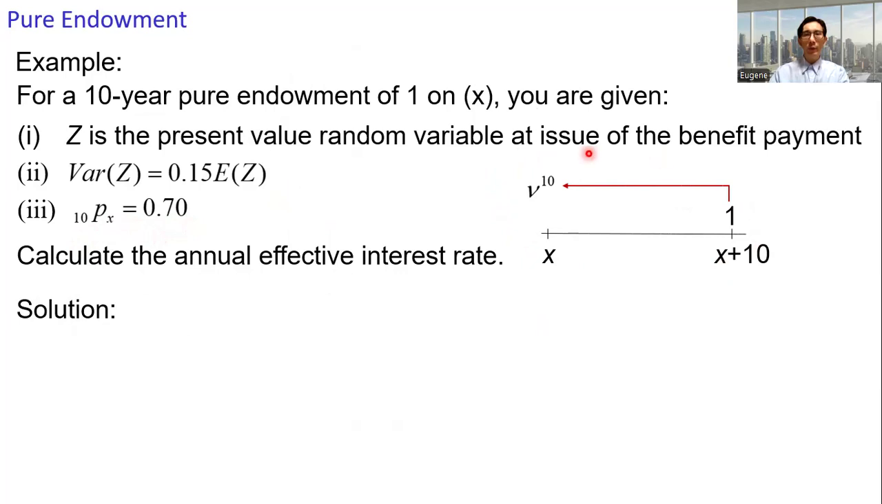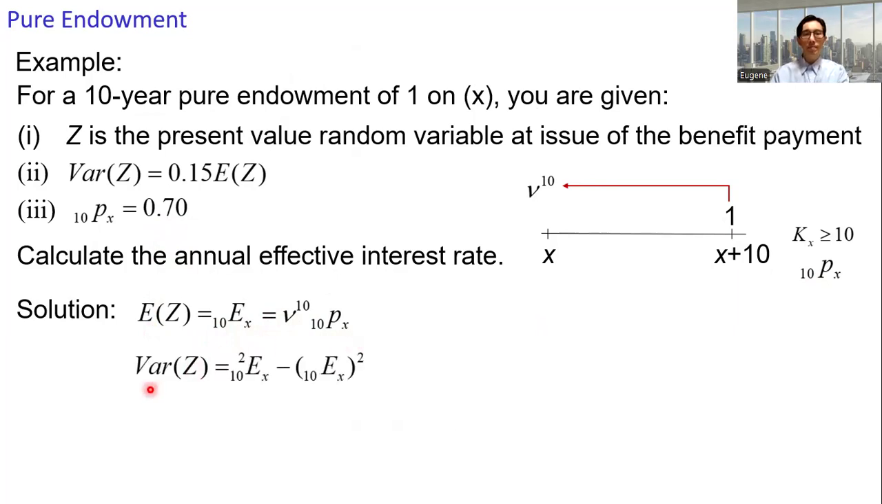Okay, so we have the time diagram. This is a pure endowment. If the individual can survive beyond age x plus 10, a survival benefit of 1 is payable at this time point. The corresponding present value is v to the power 10, and the corresponding probability is 10px. We are given that 10px is 0.7. In actuarial notation, the expected value of Z is 10Ex, which equals v to the power 10 times 10px.